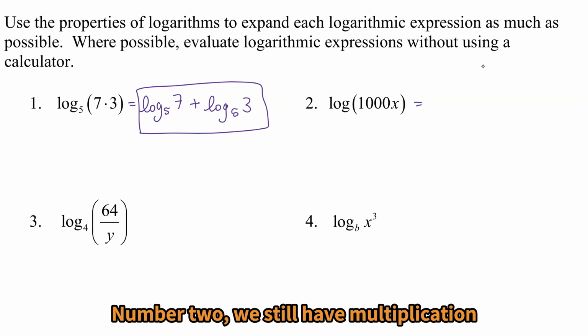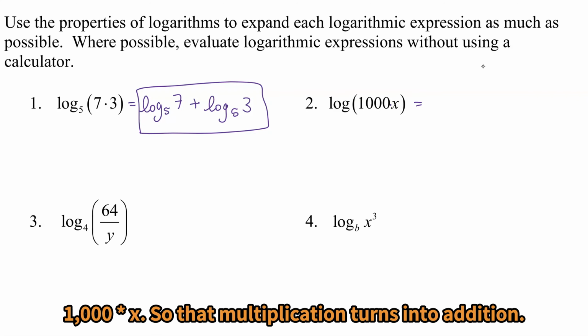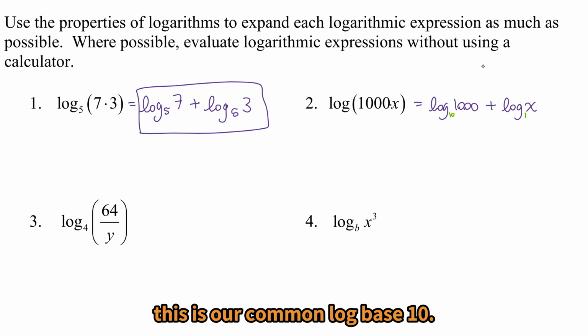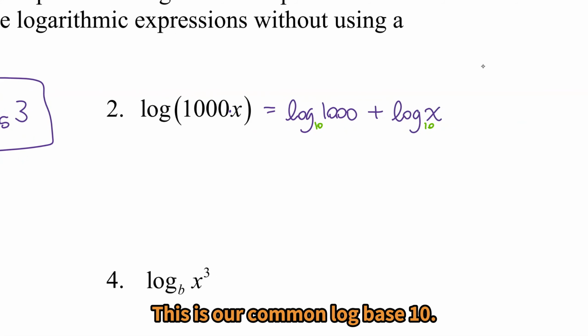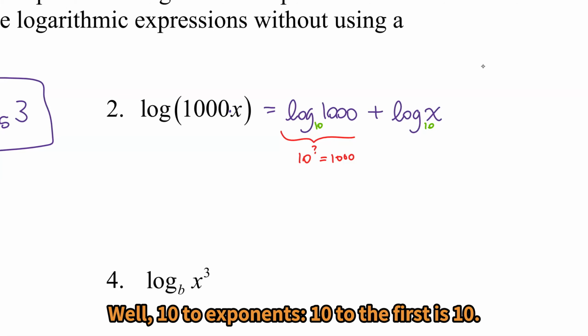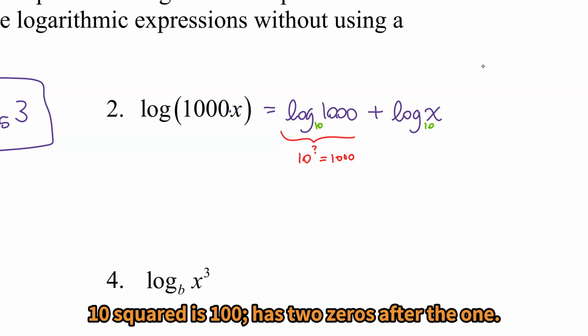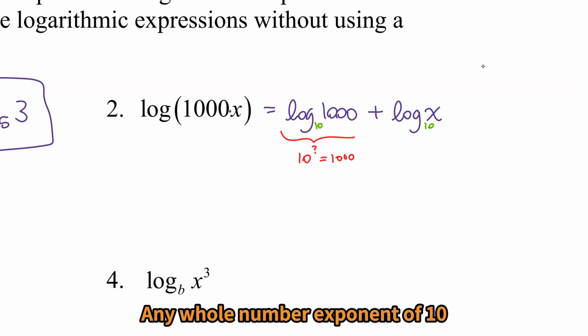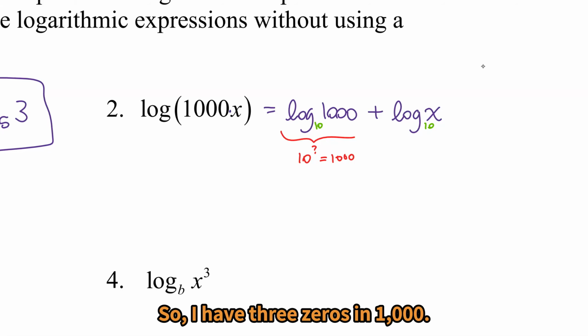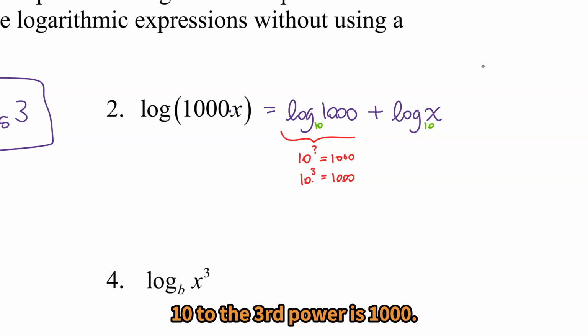In number 2, we still have multiplication, 1000 times x, so that multiplication turns into addition. This log does not have a base. Well, if it doesn't have a base, this is our common log, base 10. So this first expression is asking 10 to what exponent gives me 1000? Well, 10 to the first is 10. 10 squared is 100, has 2 zeros after the 1. Any whole number exponent of 10 will be a 1 followed by that many zeros. So I have 3 zeros in 1000. 10 to the third power is 1000.